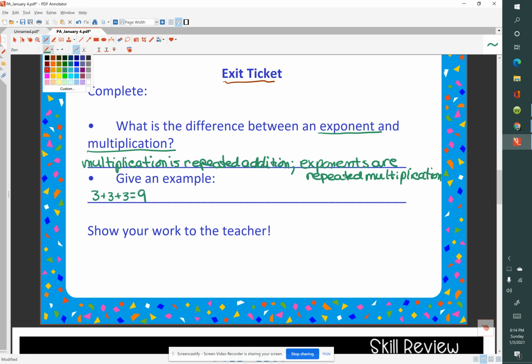And we'll change our color here. But 3 times 3 times 3. 3 times 3 is 9. 9 times 3 is 27. So this is repeated addition. This is repeated multiplication. Another way to write 27 is 3 to the third power.